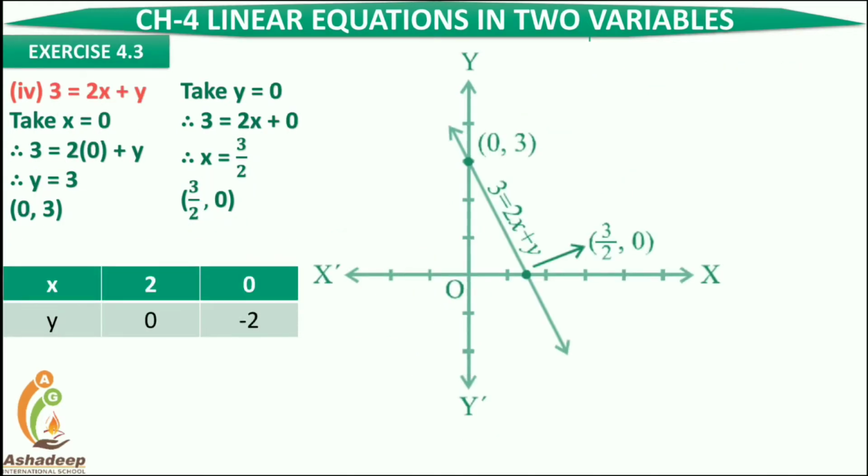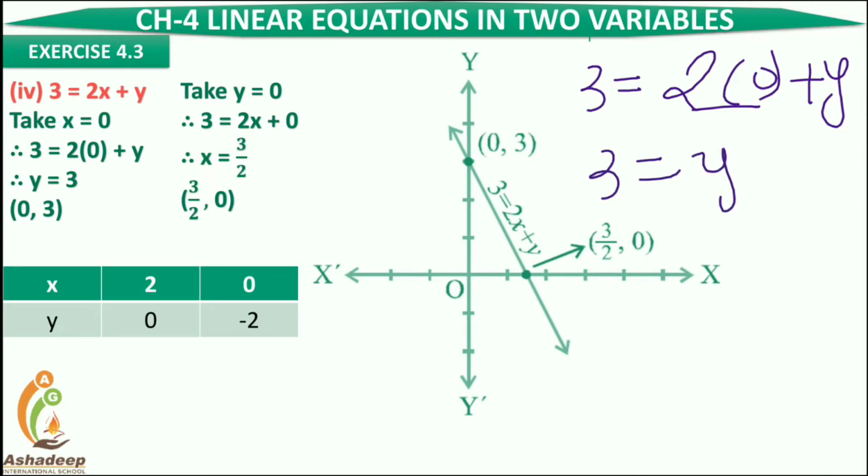Now let's move ahead with question number 4. And that is 3 is equal to 2x plus y. Now put x is equal to 0. See, 3 is equal to 2 multiplied by 0 plus y. 2 multiplied by 0 is 0. So 3 is equal to y. So the value of y is 3.